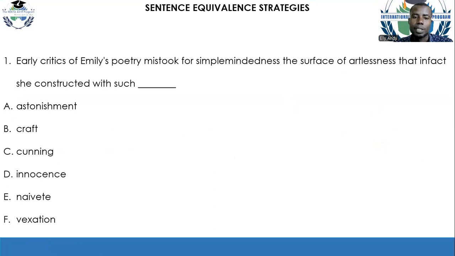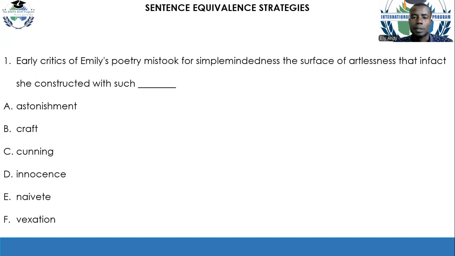Early critics of Emily's poetry mistook for simple-mindedness the surface of artlessness that in fact she constructed with such blank. So we have our choices from A to F, and we need to pick a pair that will give this sentence a logical and correct meaning. The first thing is to figure out what this sentence is talking about and look for the clue.